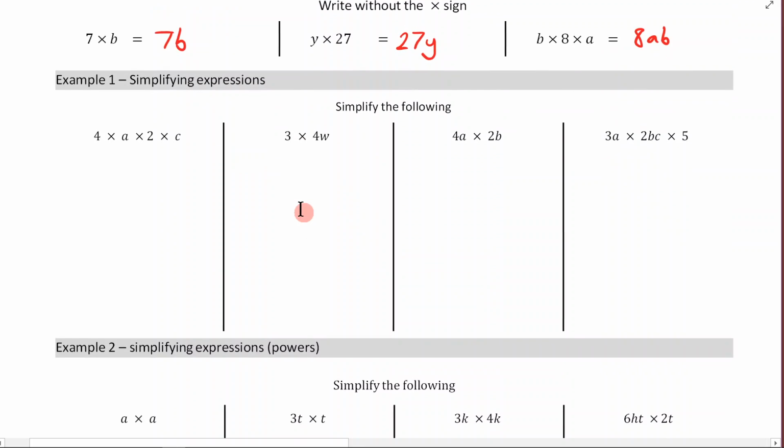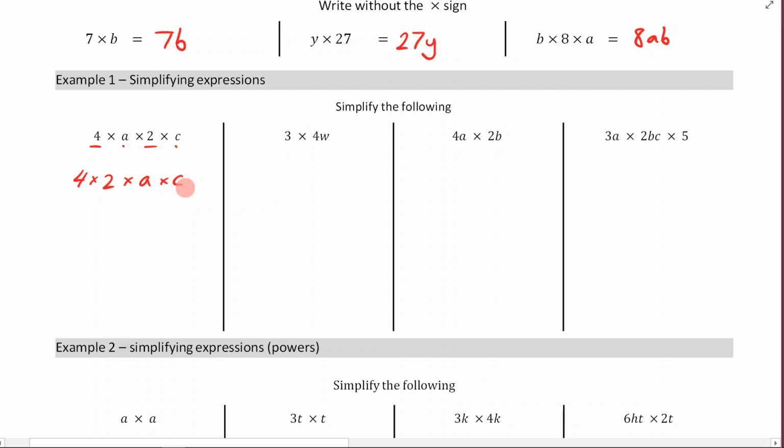Okay, so the first thing we have to do is simplify these expressions. The instructions are simplify the following. As you can see here, we have 4 times a times 2 times c. What we want to do here is get rid of those multiplication signs. Hopefully you can notice that we have two numbers and we also have two pronumerals. So the very first thing I'm going to do is write my two numbers next to each other and the two pronumerals next to each other.